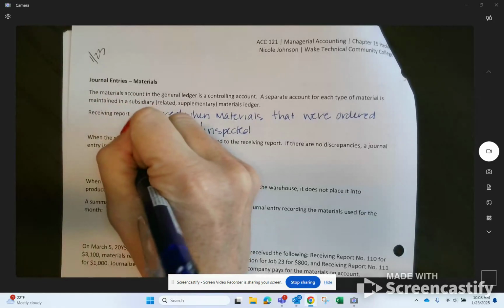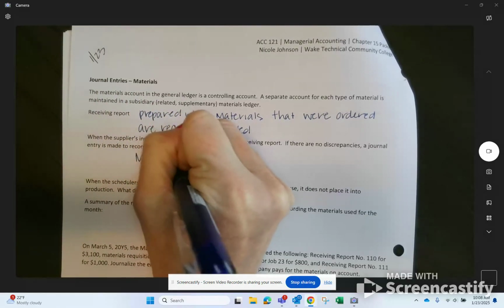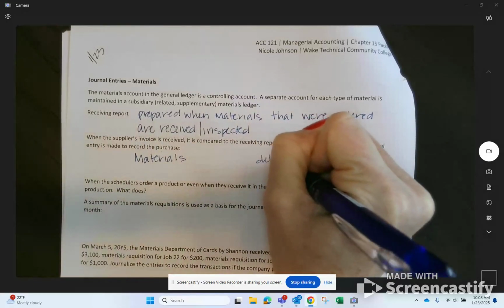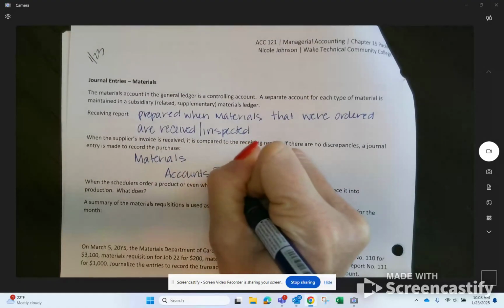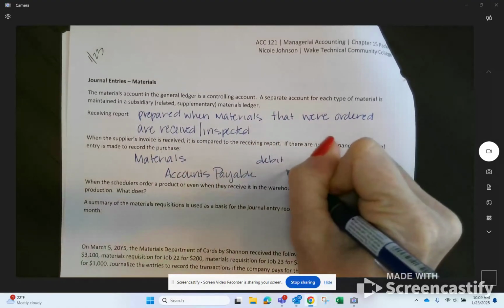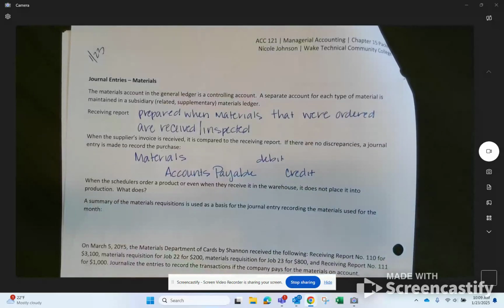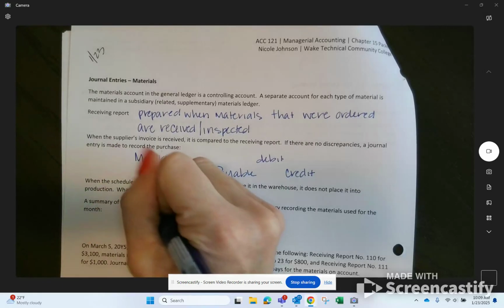What that's going to look like is a debit to materials and a credit to accounts payable. Now, I know in financial accounting, oftentimes, if we didn't know, we kind of went with cash anytime we had anything going on in relation to costs and such. In this class, we will mostly use accounts payable for that, okay? So when the schedulers order a product, or even when they receive it in the warehouse, it does not place it into production. What will is the materials requisition form.